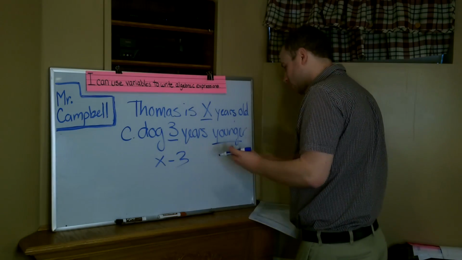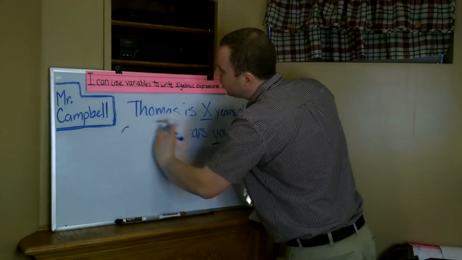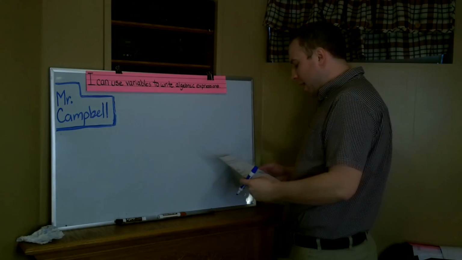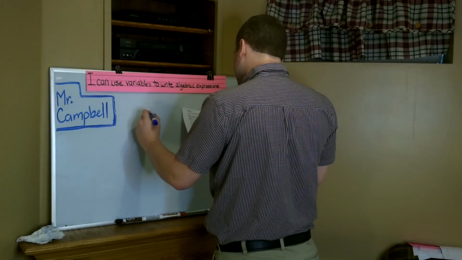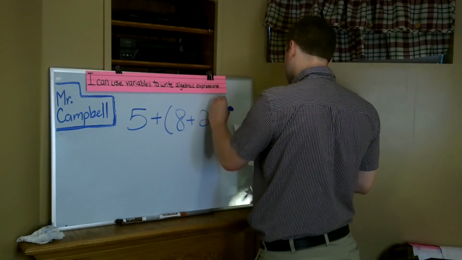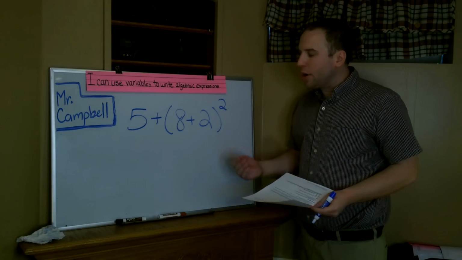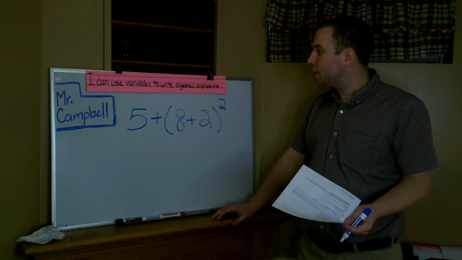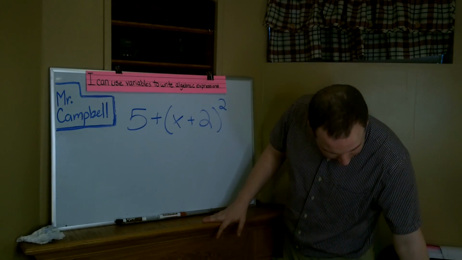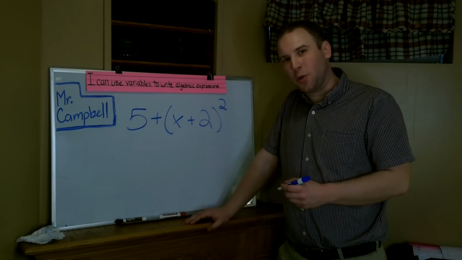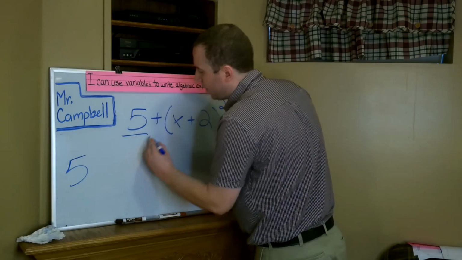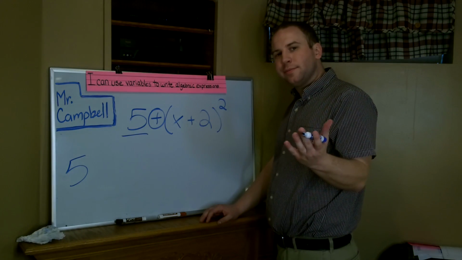Now, let's do the opposite. Let's say I have this equation. How would I go about writing this expression if I were to take out the 8 and put an x? That's correct. We always start at the beginning. So, 5, what's a word for addition? Correct.